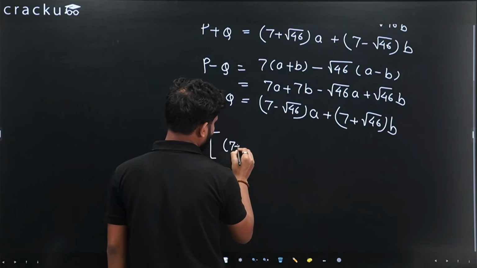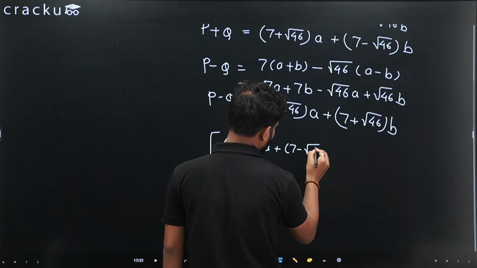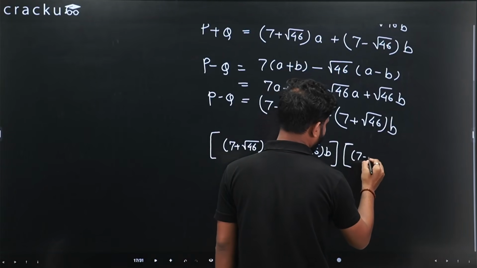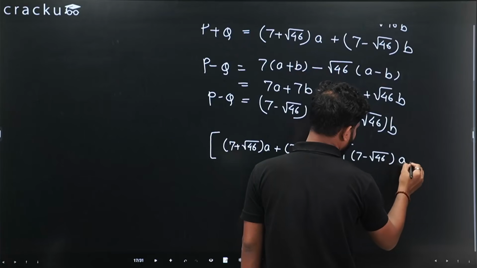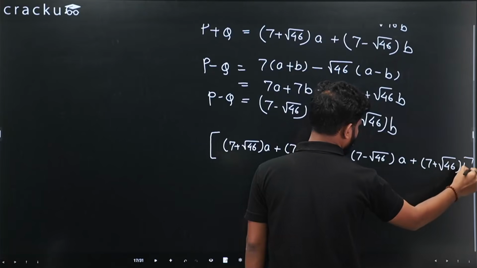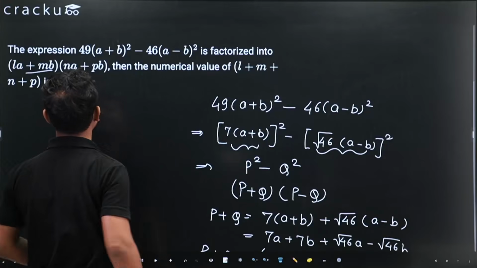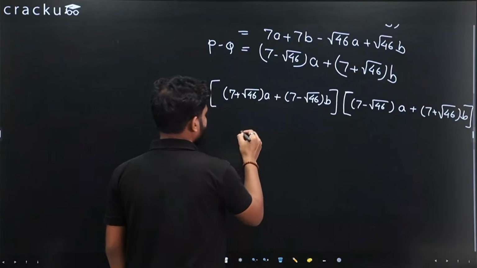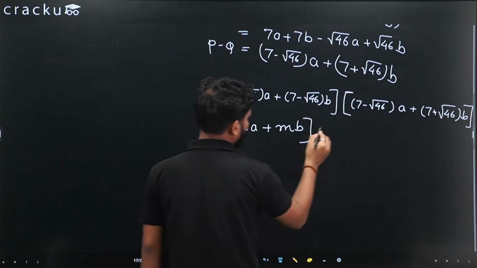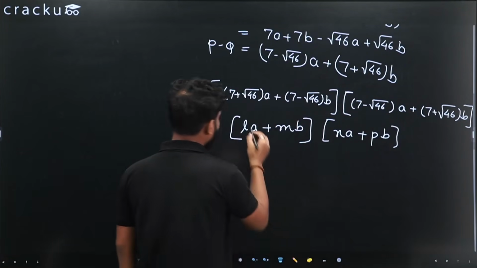This will be (7 plus √46)A plus (7 minus √46)B into (7 minus √46)A plus (7 plus √46)B. Now compare this factorization with the given factorization (LA plus MB) into (NA plus PB). So (LA plus MB) into (NA plus PB). What will be L?